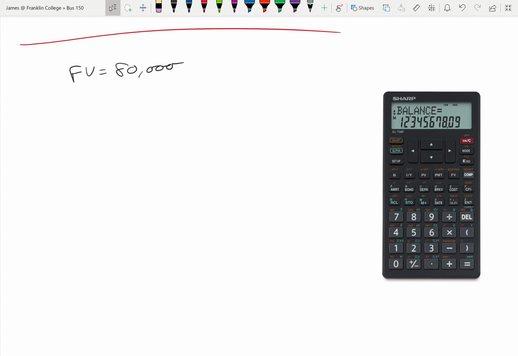But we can calculate how much money that I can put into an account periodically to make sure that I have $80,000 in the account at the end of the time period. So we got future value of 80 grand, and that's for his college. Alright, let's assume that my account is a 6% annual interest rate. And this account is going to compound monthly.